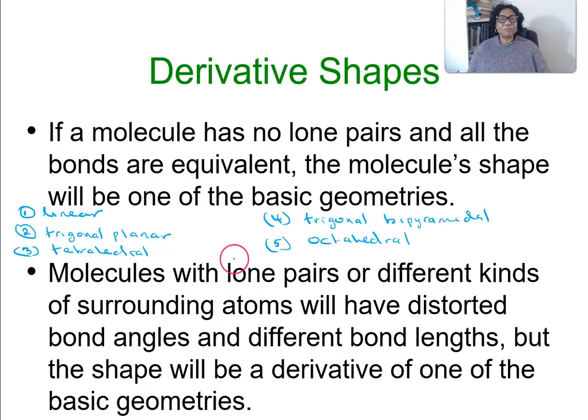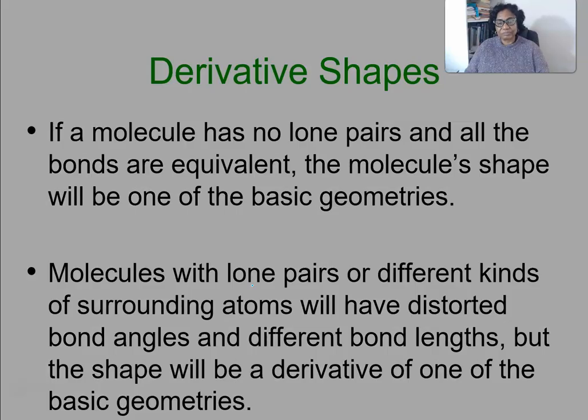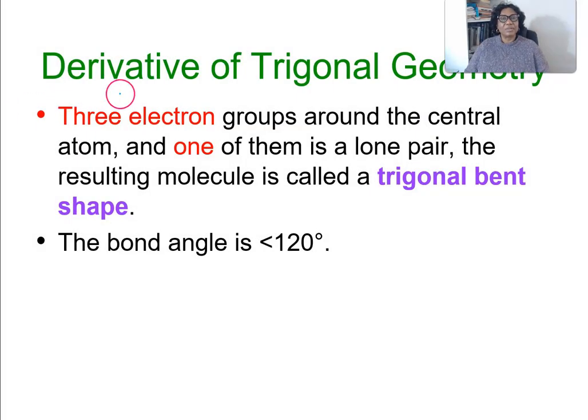But we want to find out the effect of lone pair in any of these basic geometries. Molecules with lone pairs or different kinds of surrounding atoms will have distorted bond angles and different bond lengths, but the shape will be a derivative of one of the basic geometries. Derivative of trigonal planar geometry.